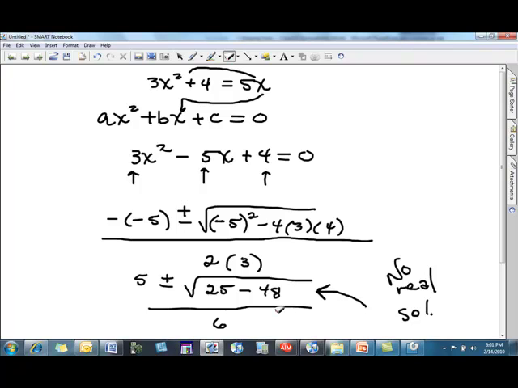And there are actually some problems in the book that ask you what's the number for the discriminant, and it tells you that if you see that the discriminant is negative, you're going to have no real answer or no real solution. They actually tell you that you'll have imaginary answers. We don't care about the imaginary part of it. All we care about is that there are no real solutions to that problem. Now, there are a couple of other things that can happen, and I want to show you that.